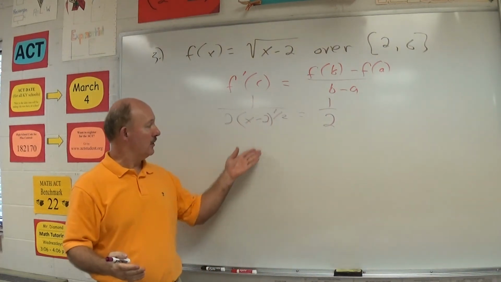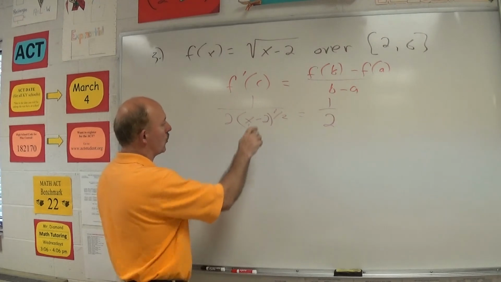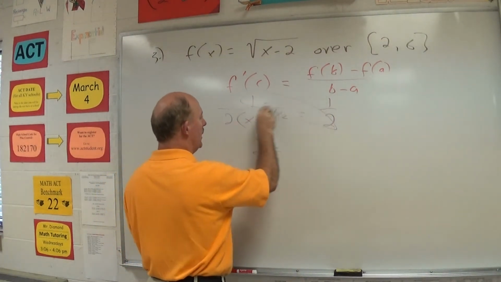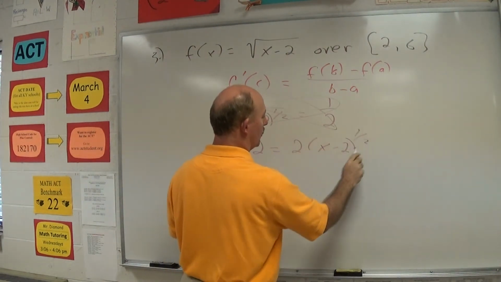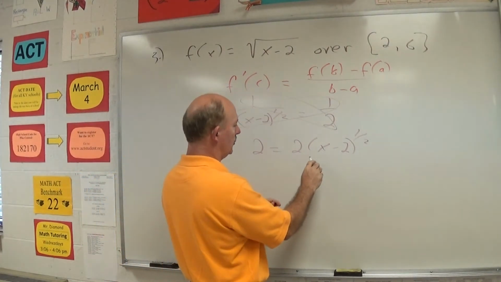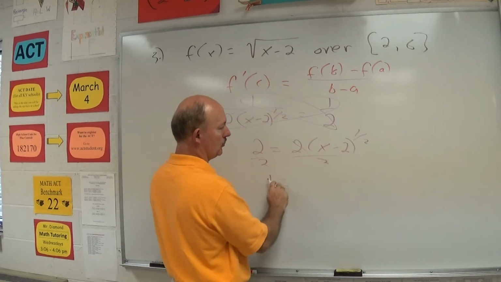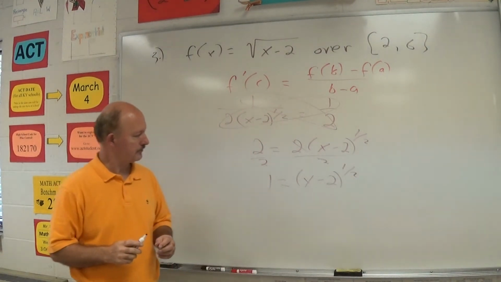Okay, now the last thing we need to do is solve this equation for x. That's 2 fractions, so I'm just going to cross multiply, all right? So cross multiply here, 1 times 2 gives us 2. Cross multiply here gives us 2 times x minus 2 to the 1/2 power. Okay. Now, to solve this for x, it looks like we want to divide both sides by 2. That gives us 1 equals, now the 2's cancel, x minus 2 to the 1/2 power.